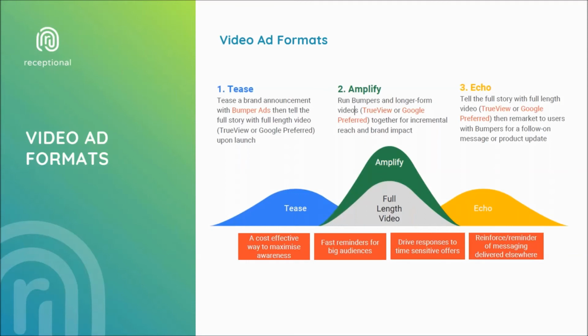Why? Well, essentially, as you can probably see from the image itself on screen, bumper ads can tease a brand announcement before the longer TrueView in-stream ads can then tell the full story. Bumpers can then amplify a message working with longer form ads, or they can echo a message based on remarketing lists as well. So as I said, it really does depend on the objective and the content that you've got available, but we can certainly help you with that if that's of interest.